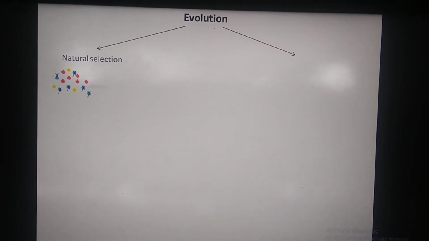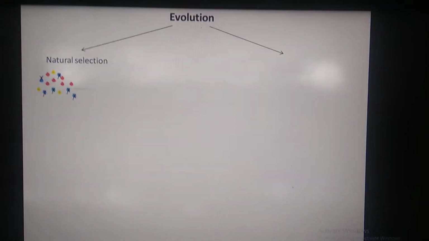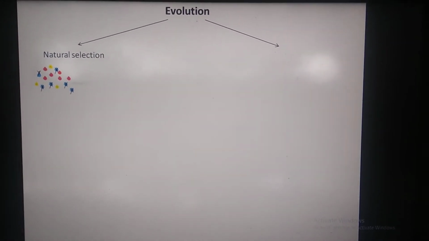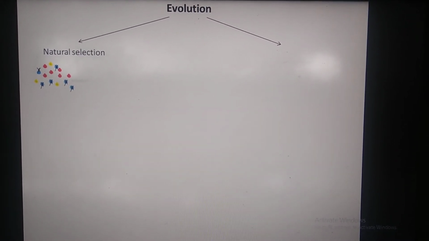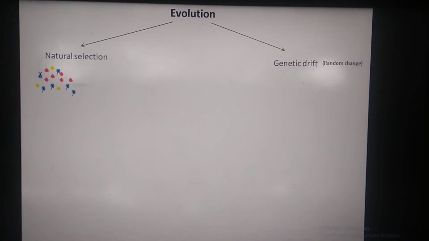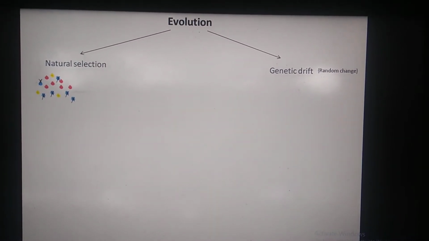But this is not the only reason, right? This is not the only reason behind evolution. There are others. One of the major causes behind evolution that I have discussed but not in detail is genetic drift. So genetic drift, what is genetic drift?